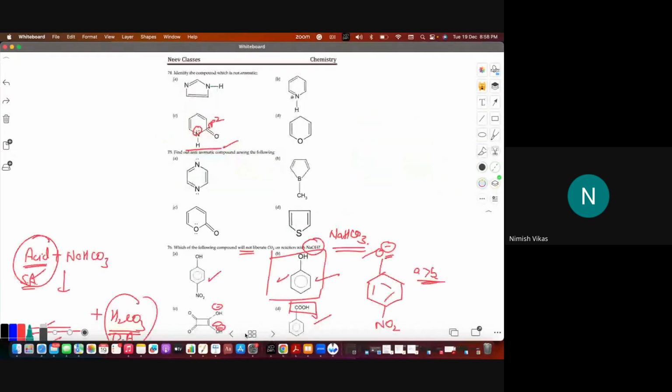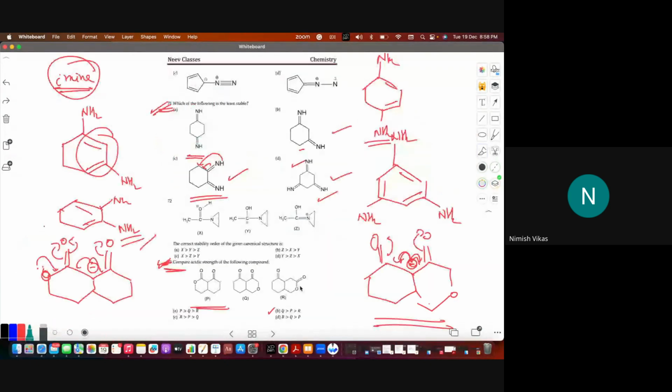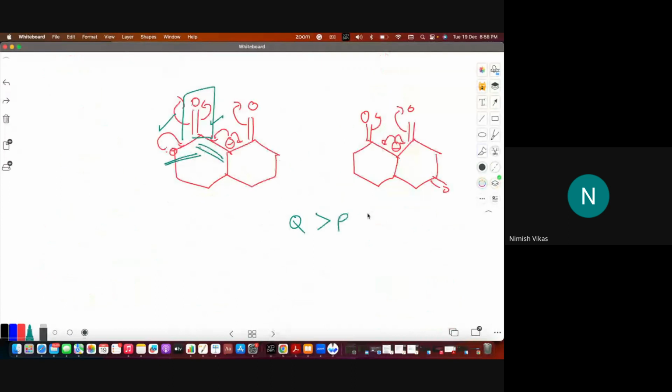And in R, when we put the negative over here, only one resonance stabilization is there. So the order will be Q, P, R. It can be a bit tricky, but is it clear to you, Kalyani?